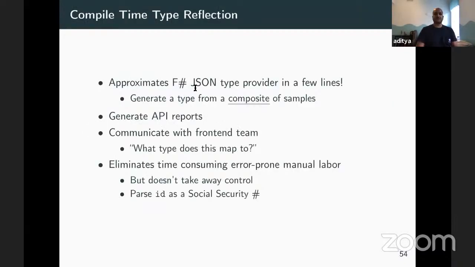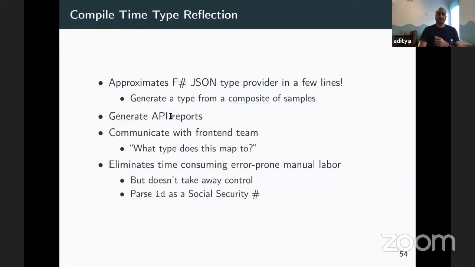So what we've done effectively is we've approximated F# JSON type providers in a few lines. And more than that, we can now generate a type from not just a single sample, but a composite of samples. Assume that you didn't have just that one sample data. Assume you had 10 pieces of sample data, and in sample data number 9, the grades field was null. What that means then is that grades is now an optional field if you put all that stuff together. You wouldn't have known that. It would have been hard to inspect manually, and you're letting the computer do that work for you.